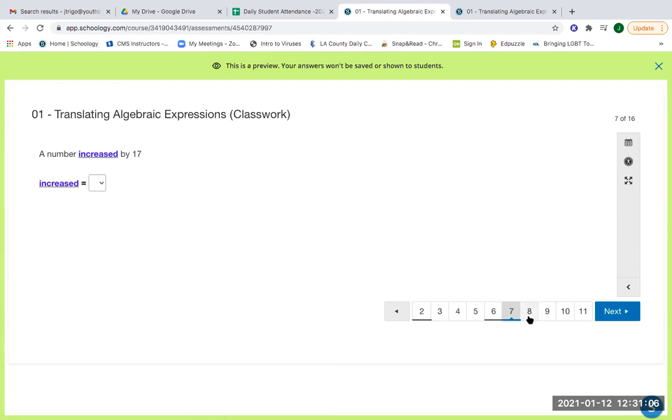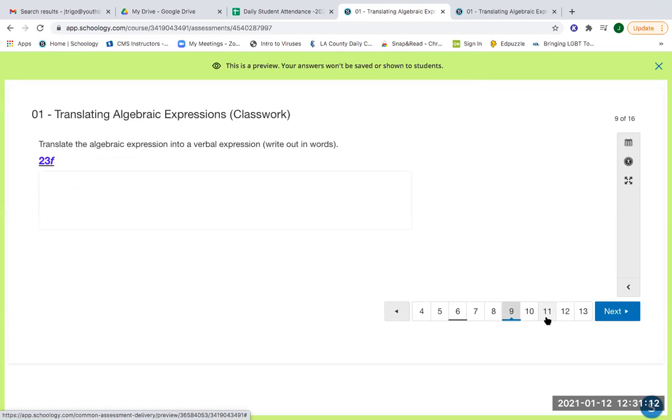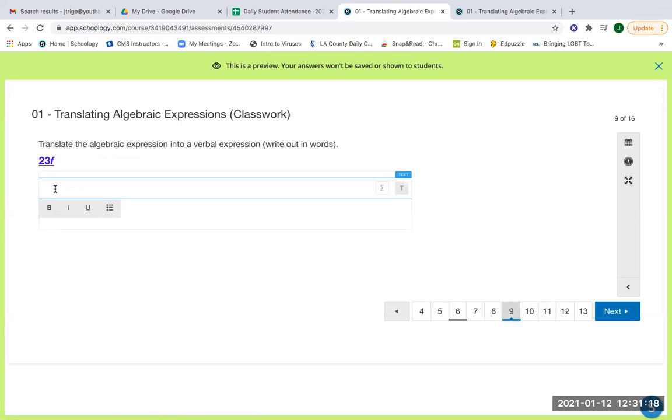I'm going to skip the increase one because we already know that one. Translate this. What does 23F mean? How do you translate that into words? How do we get 23 attached to the F, glued to the F? What glues it together? What glues it together is the times.